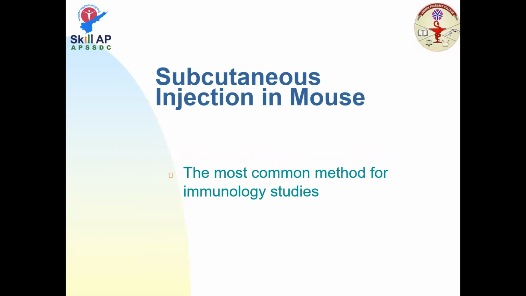Next one is subcutaneous. In humans, many people take the subcutaneous route, for example insulins. In mice, we give subcutaneous only when we are checking immunological studies. Here we can't give more volume of drug. That is only the skin layer, as it is a very thin animal. We can't give large volumes compared to the peritoneal cavity.